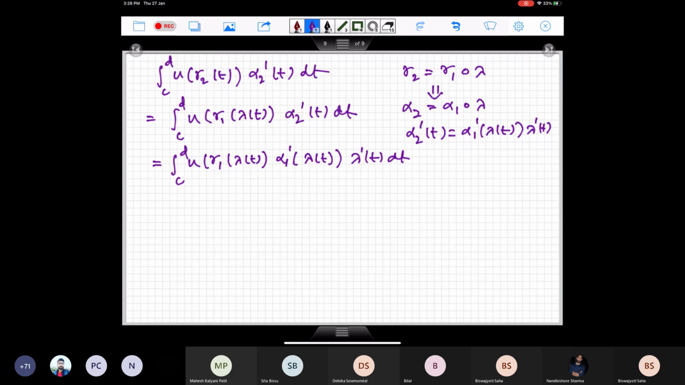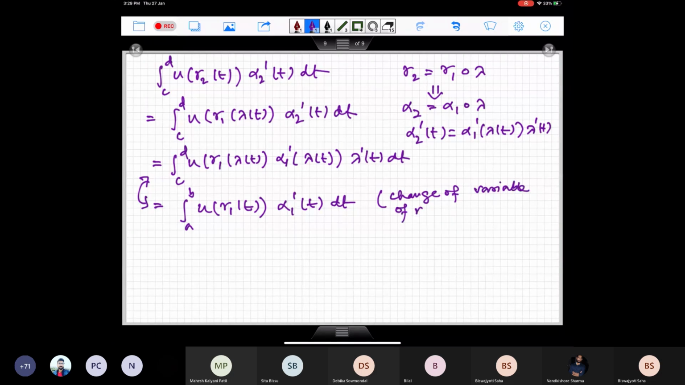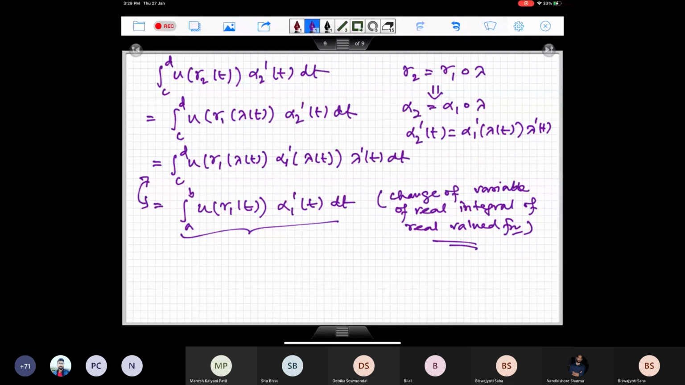Now what matters here is a change of variable in one variable. This is nothing but the integral from a to b of U of gamma 1 t times alpha 1 prime of t dt. If I replace t by lambda t, these two are equal just from change of variable of real integrals of real valued functions. So I get this immediately in that way. In this last integral, if you replace t by lambda t, then if t is equal to a, you know that, so yes, that is what I guess, correct?